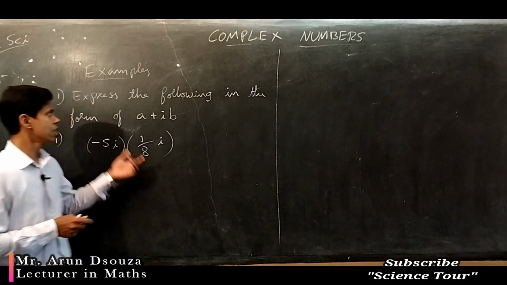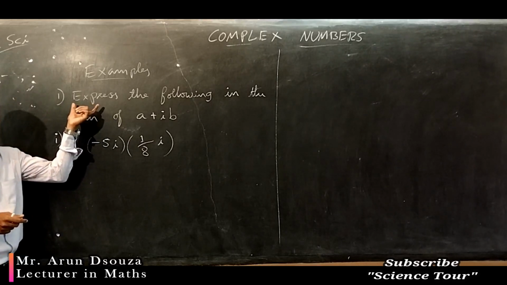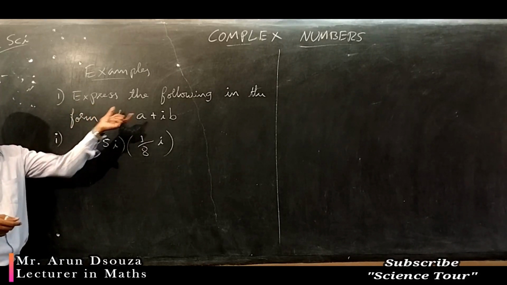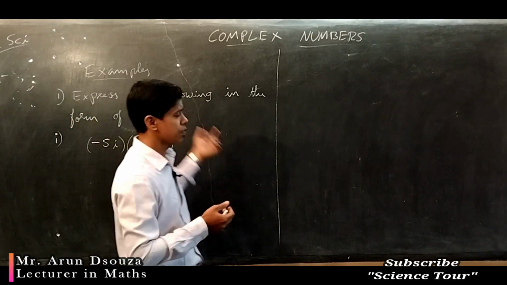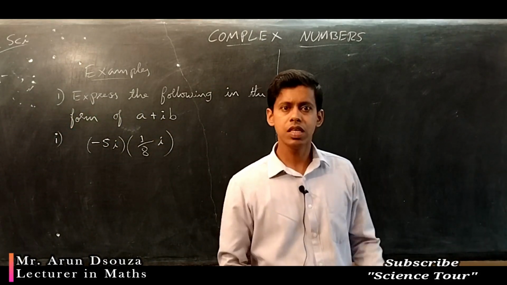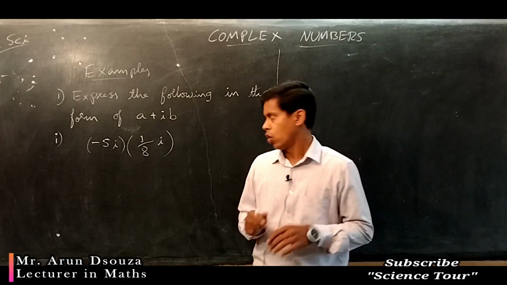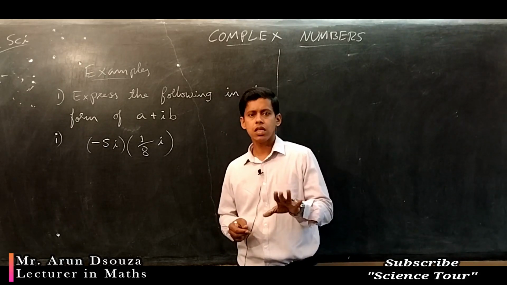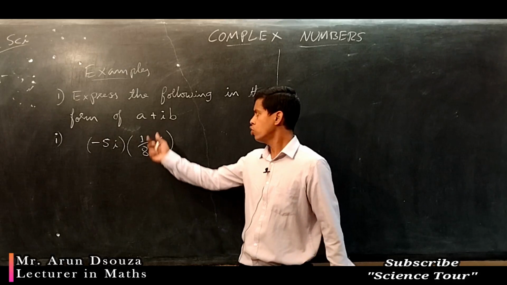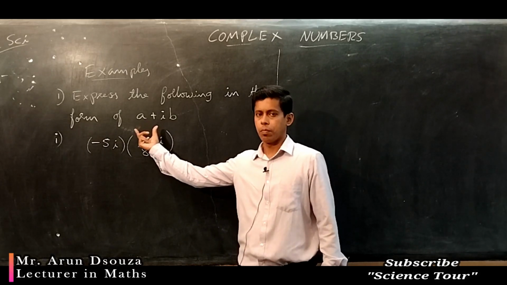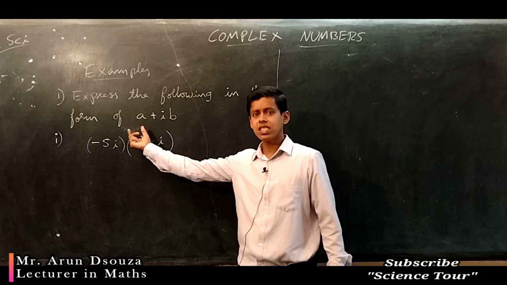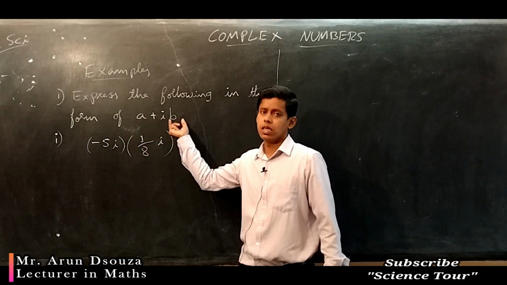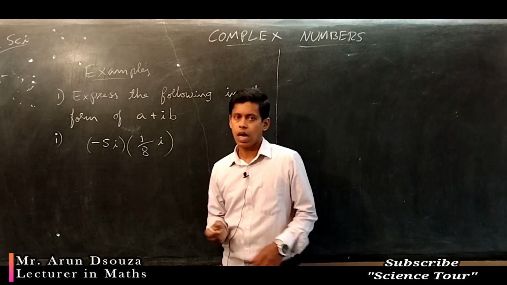So the first question is, express the following in the form of a plus ib. What is a plus ib? A plus ib is a complex number, correct? Whenever you write a complex number, you should follow this form. Always write the real part first and then the imaginary part with i.